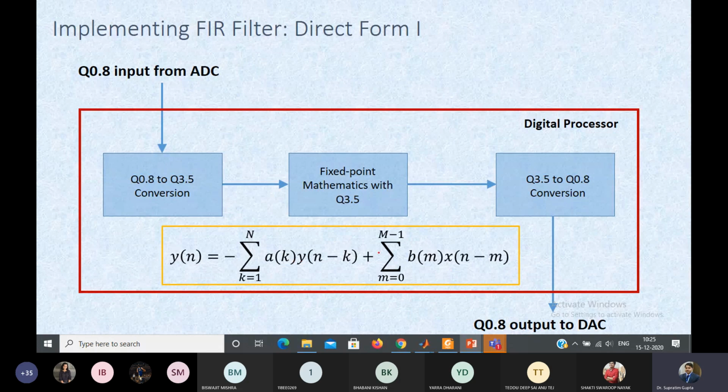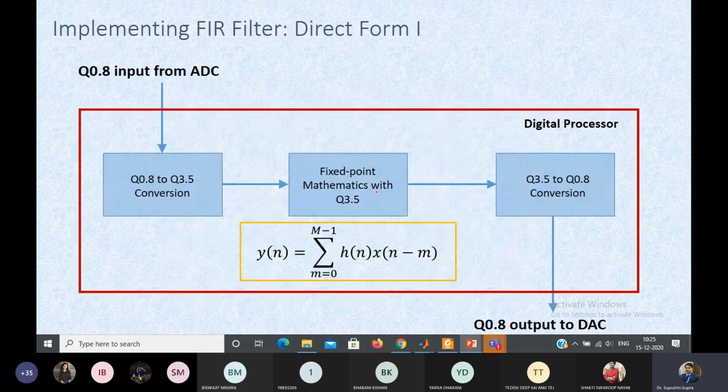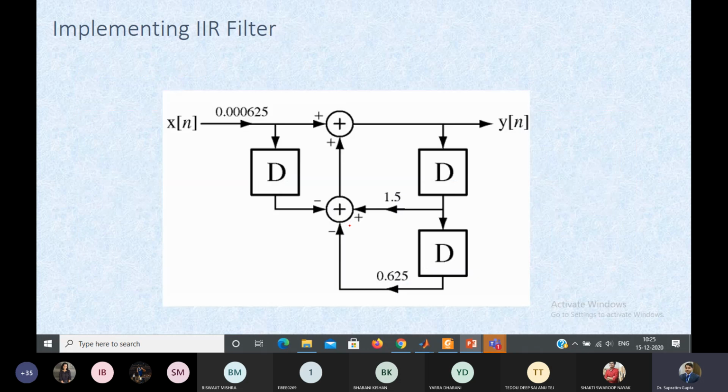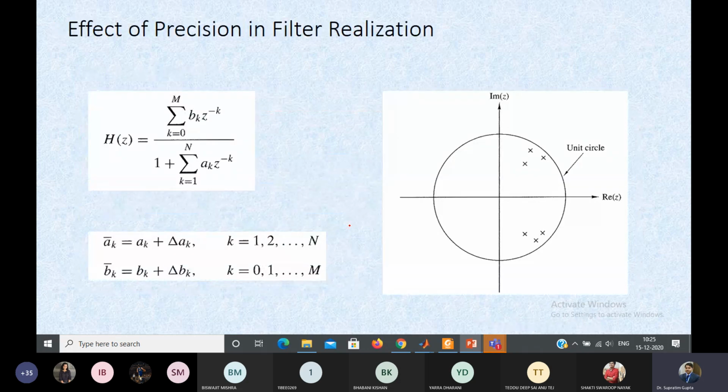Now this convolution operation is to be implemented here. So fixed point mathematics is related to this model, right? Okay, earlier we had to compute this one. Now as I said, one of the issues is the stability issue.